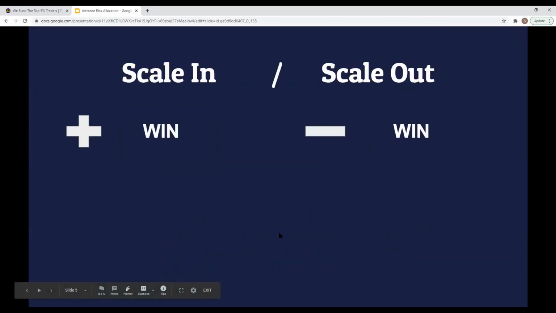Okay, so there are two important concepts that we need to know, which are scaling in and scaling out. Most of us know the scaling in and scaling out techniques of trade management when we are in a winning situation. When we're in a winning situation, we know we can scale in. We can add to a winning position in order to maximize our profits. Correct? That's very obvious. And we also know that we can scale out, we can reduce part of our position when we are in a winning situation.